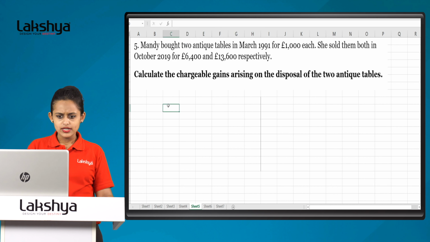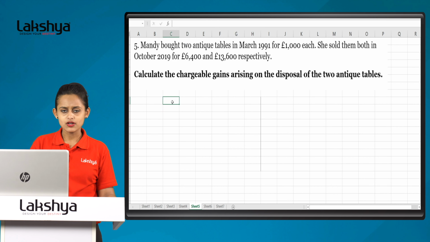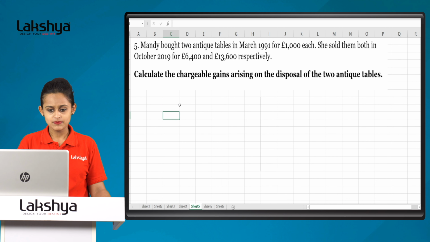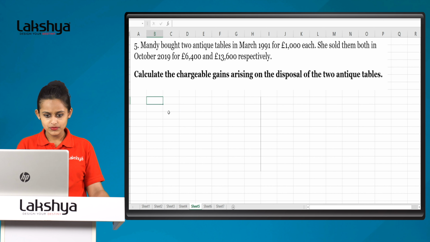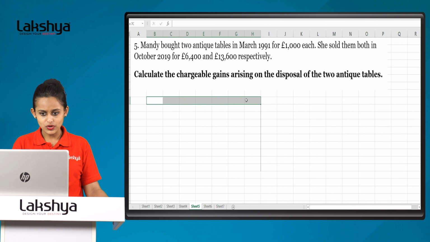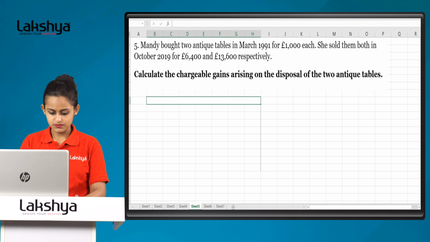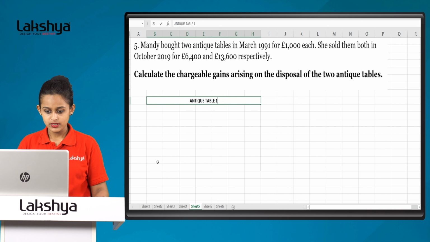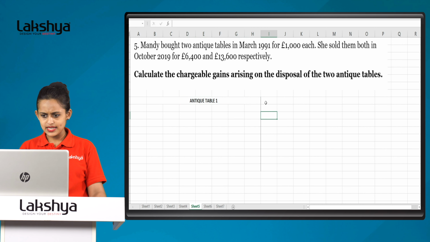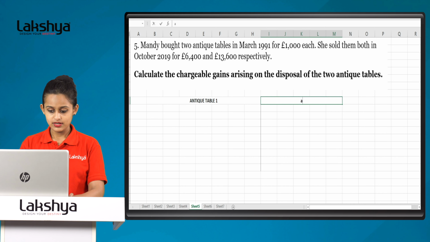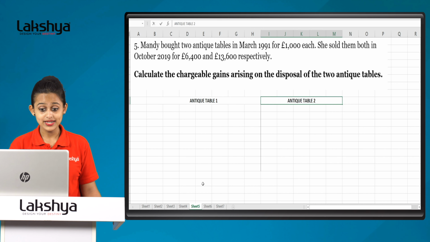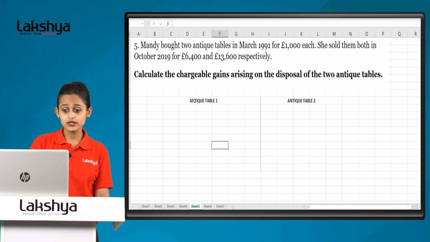Okay, so here, let's start off with the tables. I'm going to write first the antique table 1. Next one is the antique table 2. So I'm just naming it. Antique table 1, antique table 2.